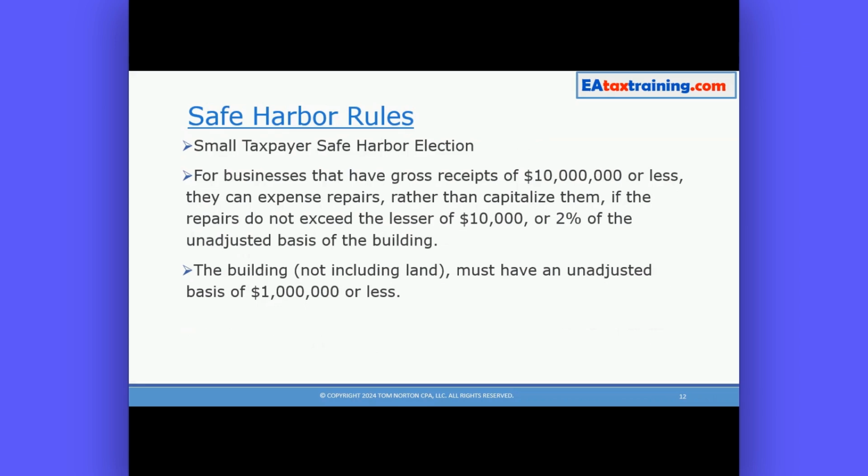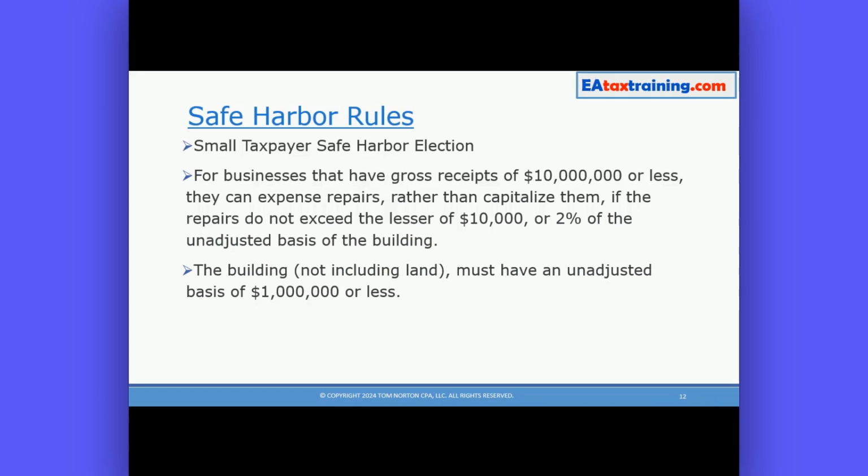So as long as those repairs do not exceed the lesser of $10,000 or 2% of the unadjusted basis of the building. So if you've got a building and the unadjusted basis, and we'll talk about adjusted versus unadjusted later, but for now, just take it for what it is. The unadjusted basis of the building, not including the land, let's say is $100,000. Then you can expense repairs of $2,000 or less to that building because it's the lesser of $10,000 or 2%, and 2% of $100,000 is, of course, $2,000.